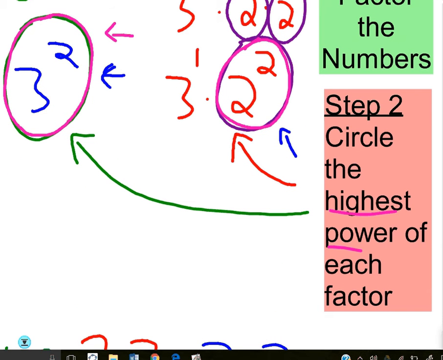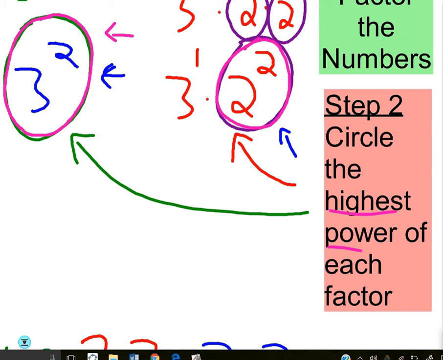Okay, so again, circling the highest power of each factor. So we've circled 3 squared and we've circled 2 squared. Now, if you're doing GCF, it'd be different, right? You would just circle the factors they have in common. This is not GCF, this is LCM.